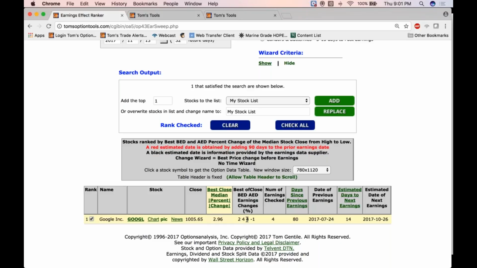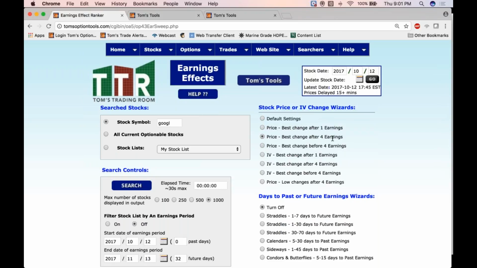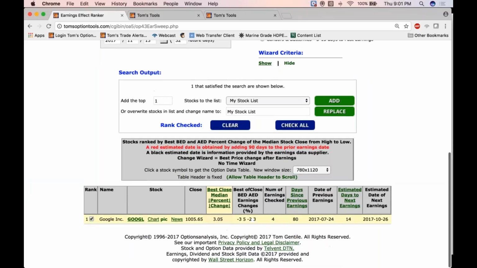It has moved down 1%, but this is a really good reward to risk ratio on looking at something pre-earnings. Let's look and see what it does after earnings. So just click on price best change after for earnings and then hit search, and let's see what it does then. All right, now it still moves 3% after earnings, but look: -3, +5, -2, +3. So all of a sudden now it swings to like, there's a 50-50 chance it's going to go up or down. Now, as a stock trader, that's good to know.